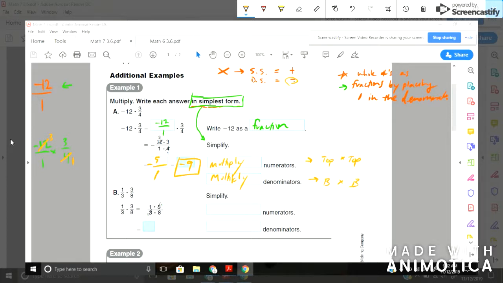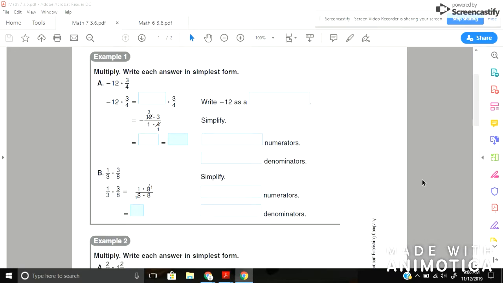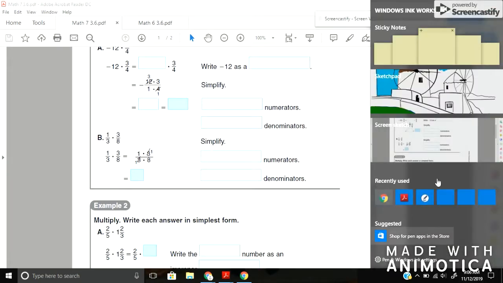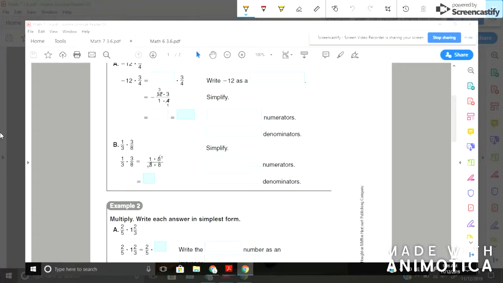Okay, let's go on to the next problem and try letter B. It says 1/3 times 3/8. First we can do some simplifying. If you look diagonally, 1 and 8 can't simplify. 3 and 3 are both divisible by 3. So 3 divided by 3 is 1, and this 3 divided by 3 is 1. That's the same thing they did here.